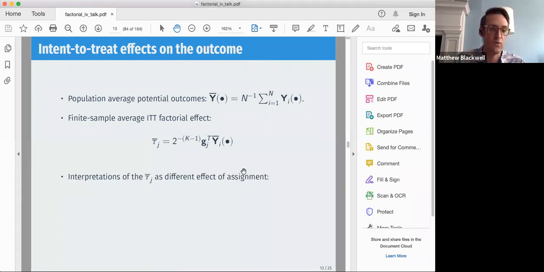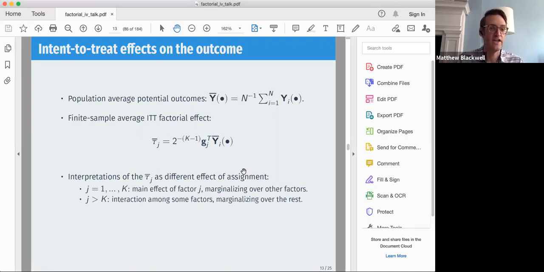These different ITT effects are going to correspond to different main effects or interactions. The interpretation for the first k of these is just the main average effect of factor j, marginalizing over the other factors. And for any j greater than k, the number of factors, these are interactions among some of the factors, marginalizing over the rest. These are similar in some sense to the average marginal component effects that you see in conjoint designs, although again, we're assuming a particular marginalization distribution.